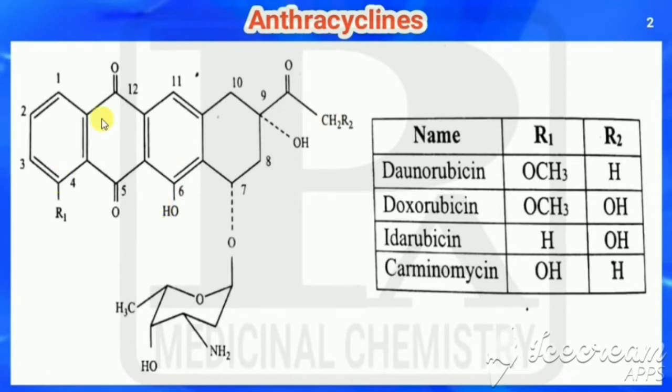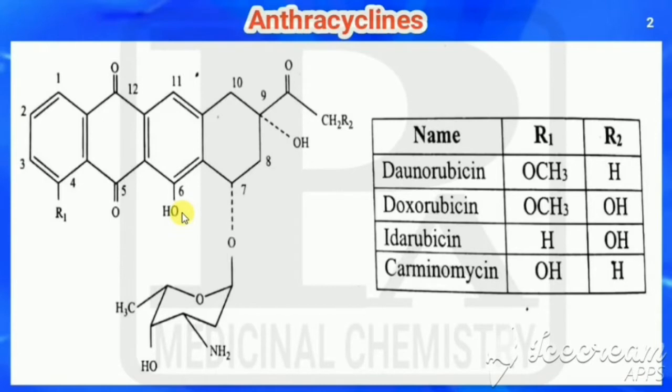In the case of doxorubicin, same as that, here one hydrogen is replaced by a hydroxy group. In the case of idarubicin, here we have only hydrogen, but here we have CH2OH, that is for idarubicin. And in the case of carminomycin, here we have CH3 and here we have a hydroxy group. So, that is for carminomycin. And this one we have seen, the aglycone, can be called an anthracyclinone derivative.